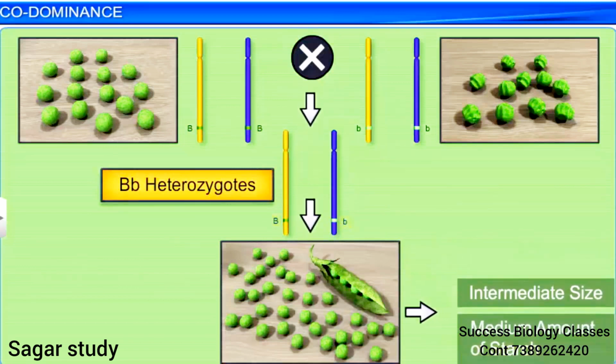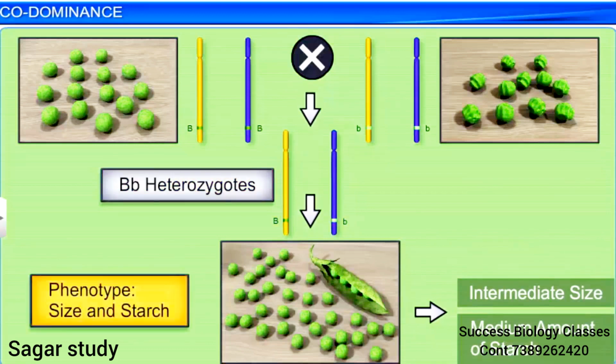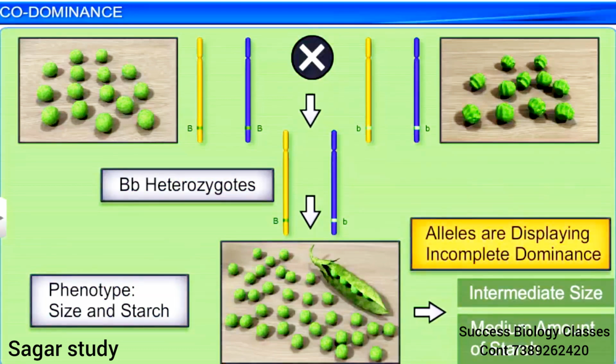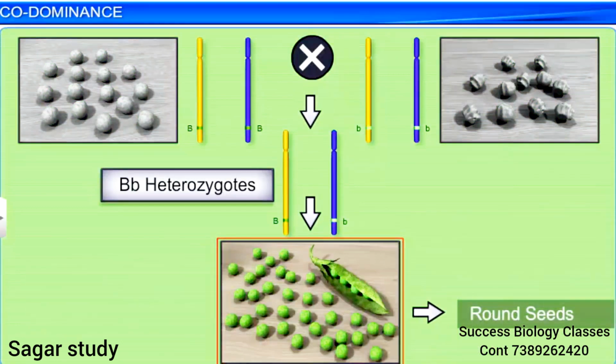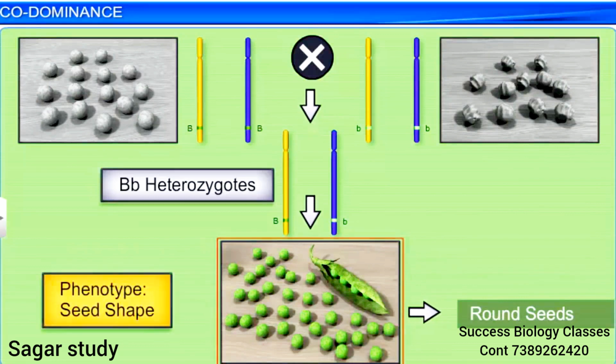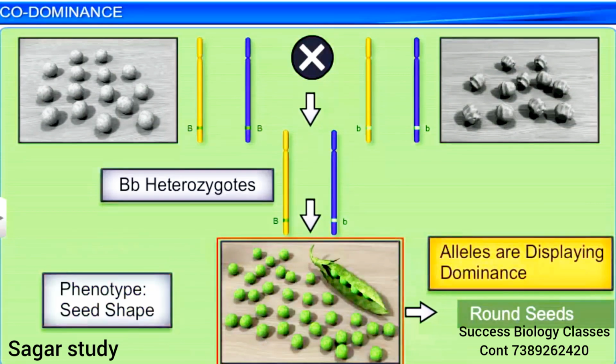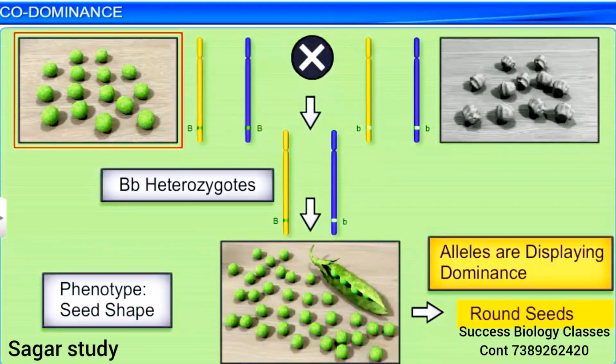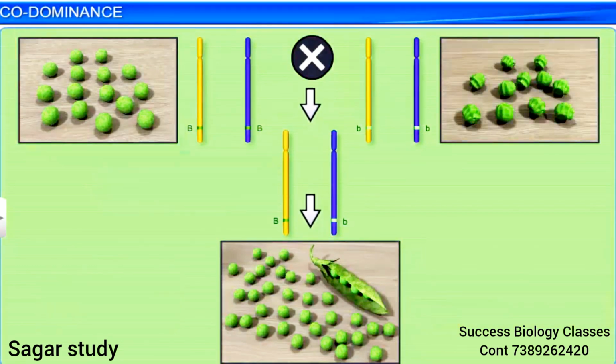Now, in this experiment, if we consider the starch size as the phenotype, then the alleles are displaying incomplete dominance. On the other hand, if we consider the shape of the seed as the phenotype, then the alleles are displaying dominance, as the seeds were round like one of the parents. Hence, the experiment shows that dominance is not an autonomous feature of a gene or gene product.